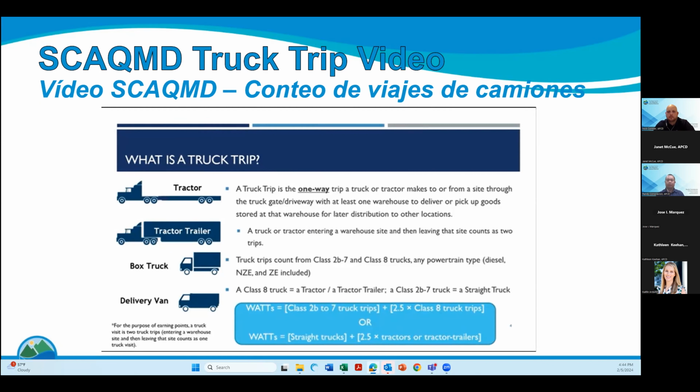For truck trip counting, warehouse operators do not need to collect information on the powertrain type. They only need to determine if a truck is a Class 2B through 7 or Class 8. A Class 8 truck is considered a tractor or tractor trailer, and a Class 2B through 7 truck is considered a straight truck.